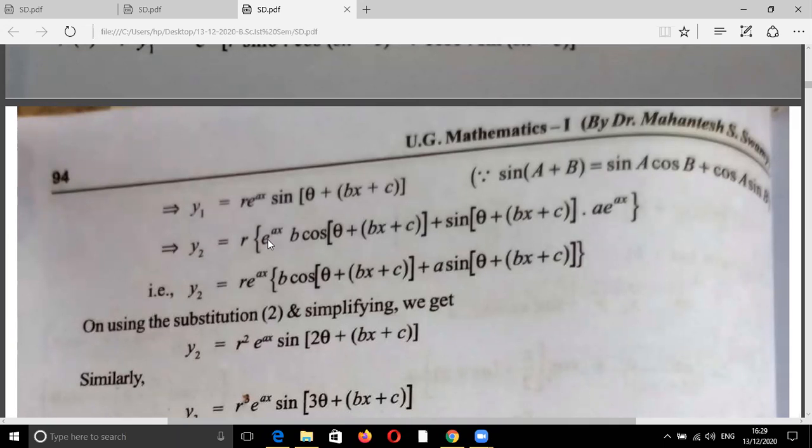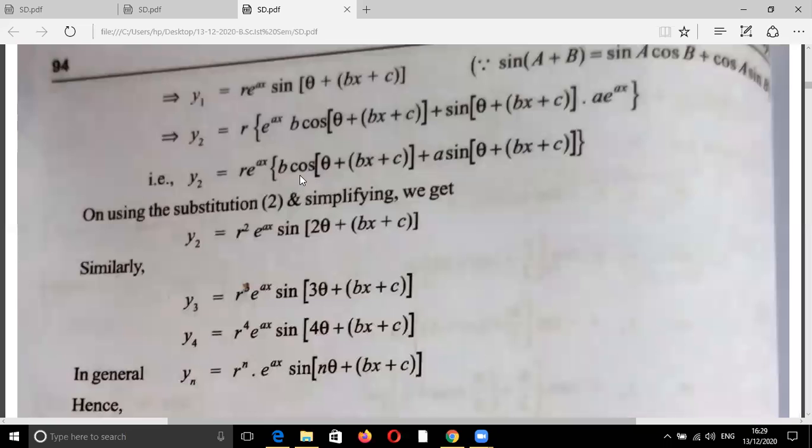Now here e to the power ax you can take as common. Don't directly differentiate here, we don't go for y3 directly. Now y2 equal to, you can take e to the power ax as common and write. Now again you go for a substitution. What is that? a is equal to r cos theta, b equal to r sin theta. Now here also you get the same format, the sin a plus b formula. R into r is r square, e to the power ax into, you will get this.